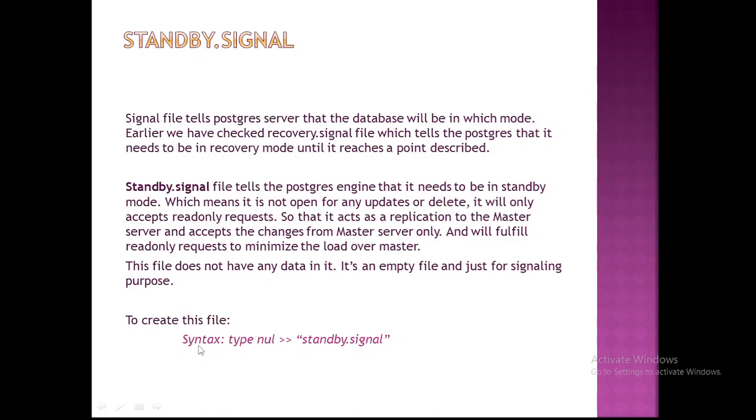To create this file, the syntax is very easy. In Windows, you can use type to create a file. You need to type type null, which creates a file with null content, and then standby.signal. You need not enter the inverted commas. So: type null standby.signal. By this you will be able to create an empty signal file.